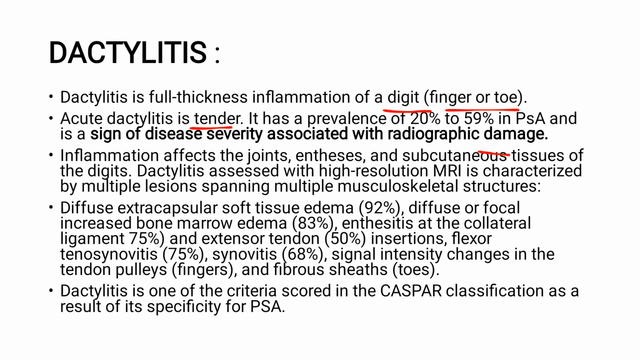The MRI findings are diffuse extracapsular soft tissue edema, diffuse or focal increased bone marrow edema, enthesitis at the collateral ligaments and extensor tendon insertions, flexor tenosynovitis, synovitis, and signal intensity changes in the tendon pulleys at the fingers and fibrous sheaths at the toes. Dactylitis is one of the criteria in the CASPAR classification as a result of its specificity for psoriatic arthritis.